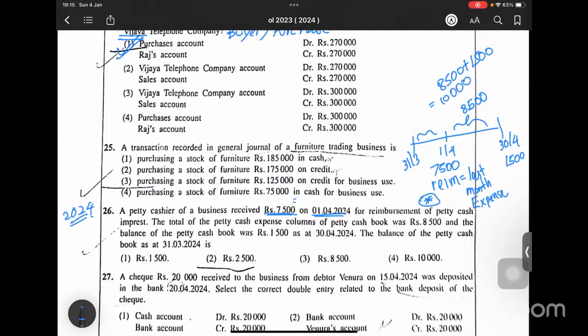So last month, the expense was 7,500, right? Yes, miss. Because the 7,500 was the March expense. That will be only reimbursed on the 1st of April. So when we deduct 7,500 from the imprest, then we'll get 2,500. So that will be the answer. Did you understand this? Yes, miss. Okay.